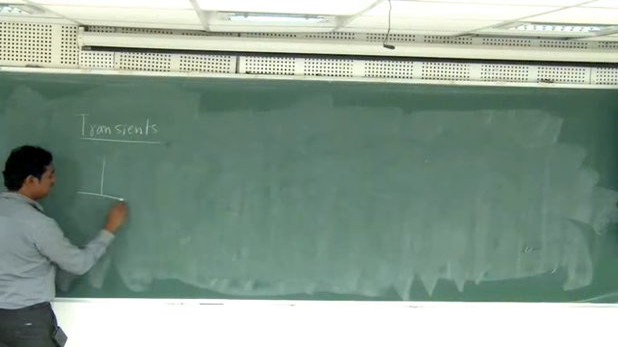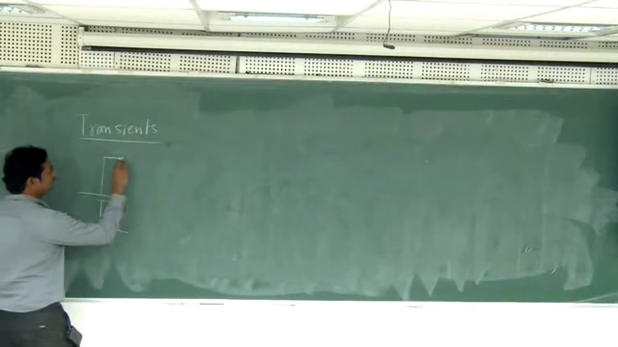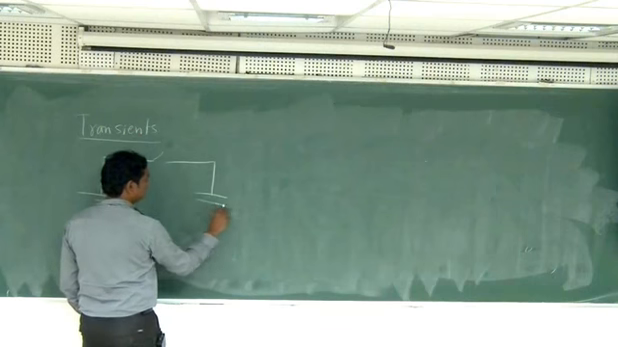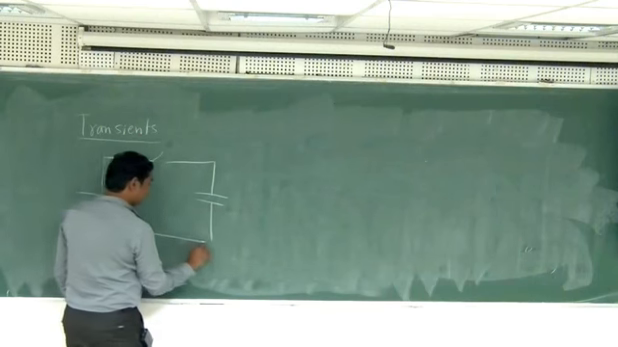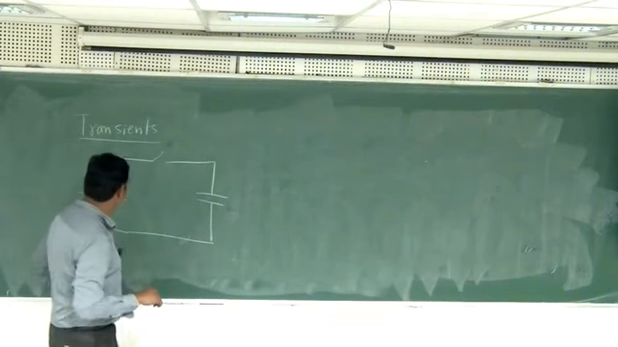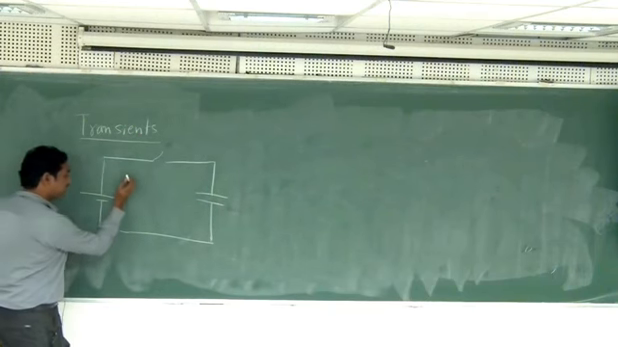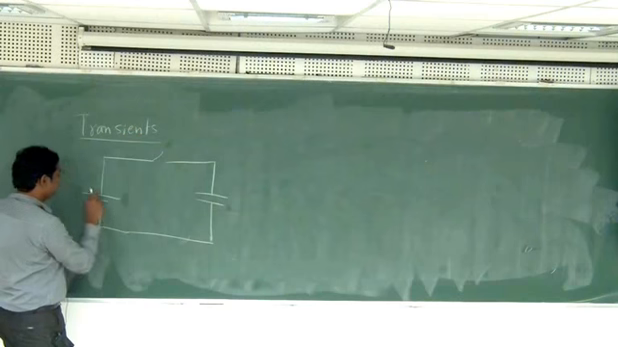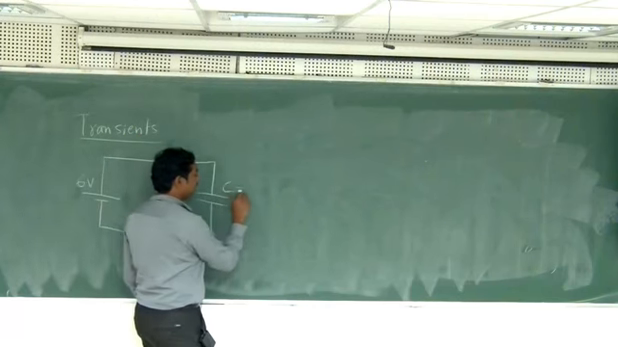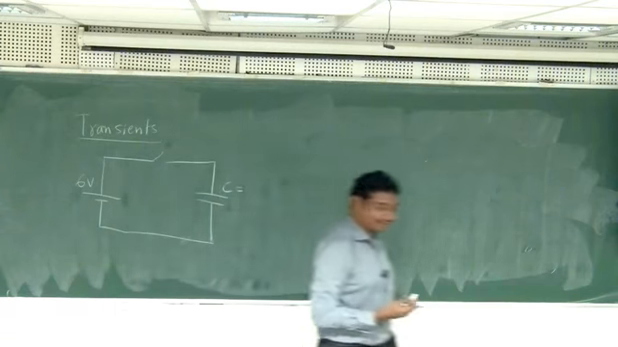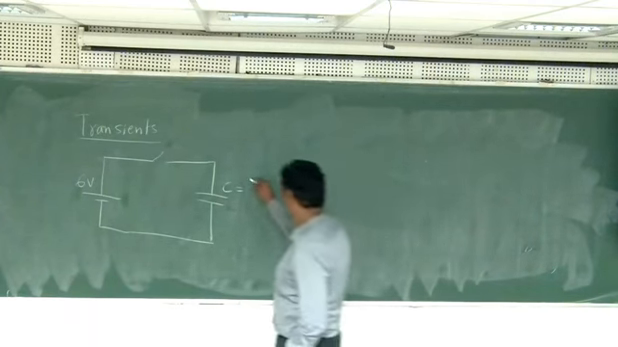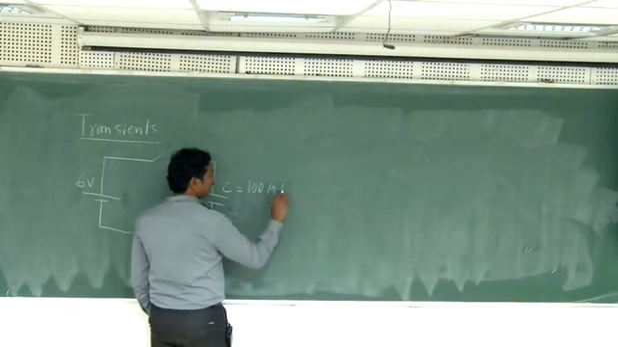So let's say there is a voltage, and then there is a switch, and then there is a capacitor. So this is a pure capacitor, there is no resistance in this circuit. Let's say the voltage is 6 volts, and the capacitance value is 100 microfarads.